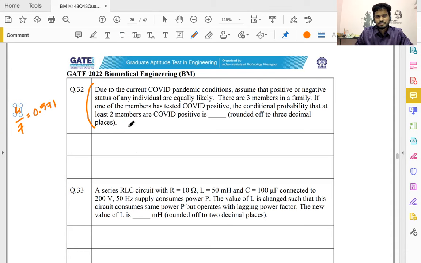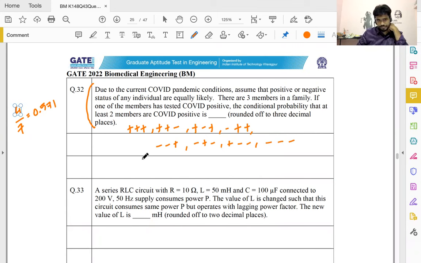So your total sample space: positive, positive, positive; positive, positive, negative; positive, negative, positive. People are different, not like photons. So you can identify them as which person is testing positive or negative like this. Then we have negative, positive, positive. And then we have negative, negative, positive; negative, positive, negative; and then positive, negative, negative; and then we have negative, negative, negative. These are the 8 possible cases with 3 people.